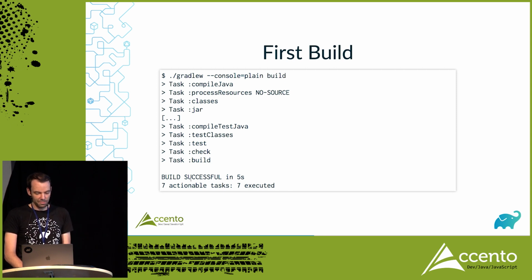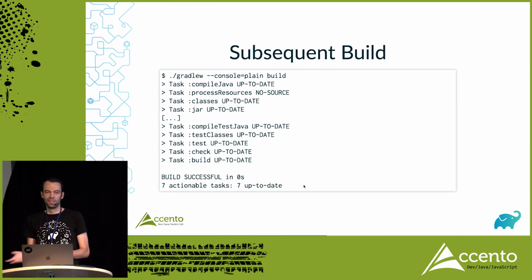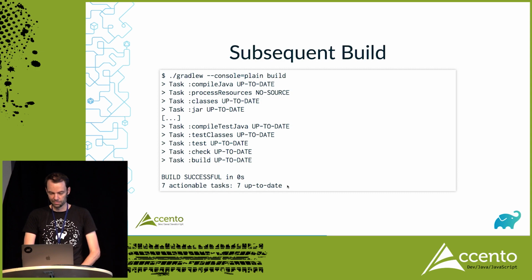And the first time all 7 tasks are executed. If I do this again, in this case without any changes, Gradle will see, okay, none of the inputs, outputs have changed. The task implementation is the same. So all the 7 tasks are now up to date. And it didn't have to do anything, really. Yeah. So this is one of the really crucial things to understand. Whenever you type clean in Gradle, you're probably doing something wrong.